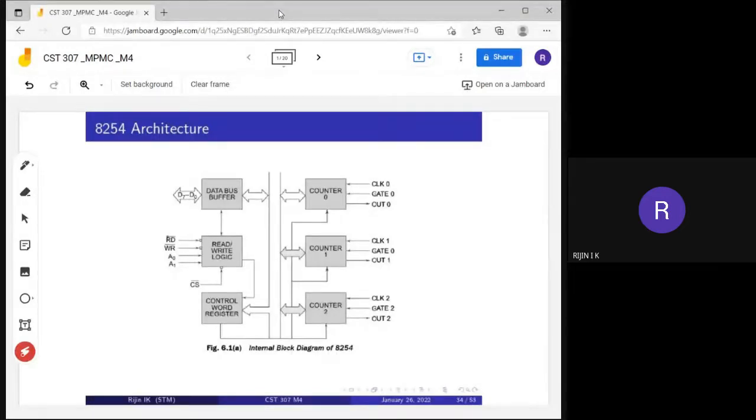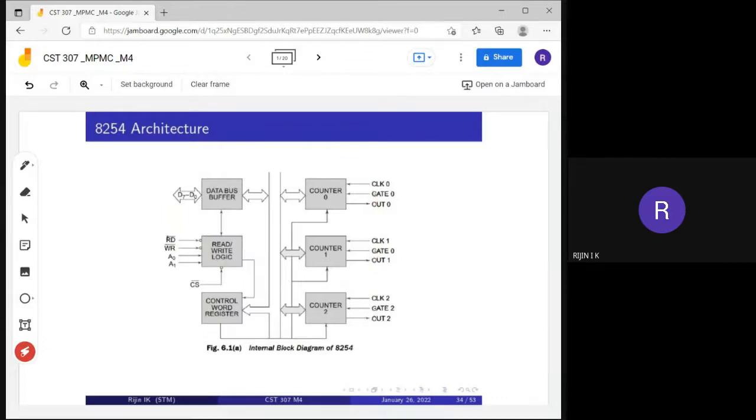Last class we discussed the architecture of the 8254 IC. We know that the 8254 is a programmable interval timer IC which is used to generate a timer or count or time delay in a process. Okay. So this is the architecture diagram of the 8254 IC.